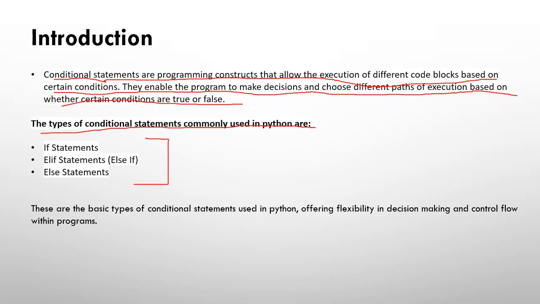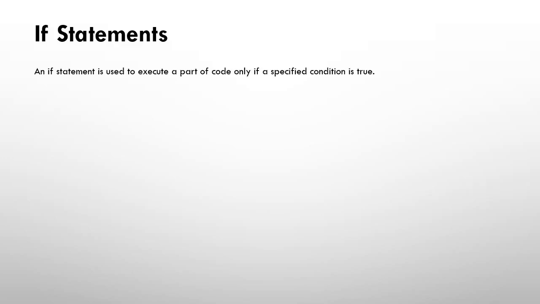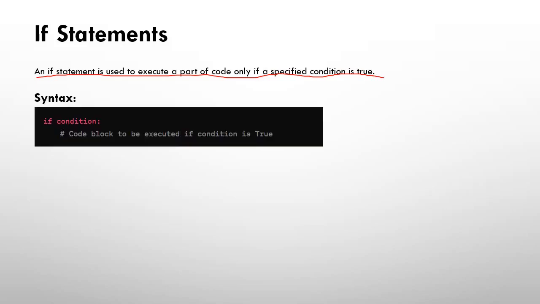These are the basic types of conditional statements used in Python, offering flexibility in decision making and control flow within programs. Starting with if statements. An if statement is used to execute a part of code only if a specified condition is true. So, the condition in the if statement will be checked first, and if it is true, the part of code written below it will be executed.